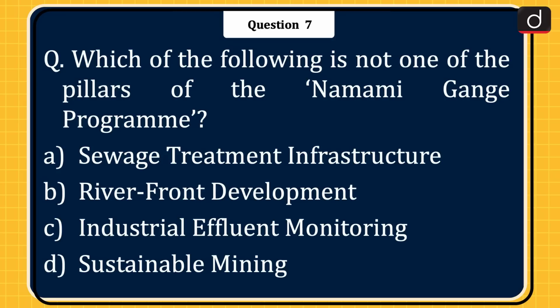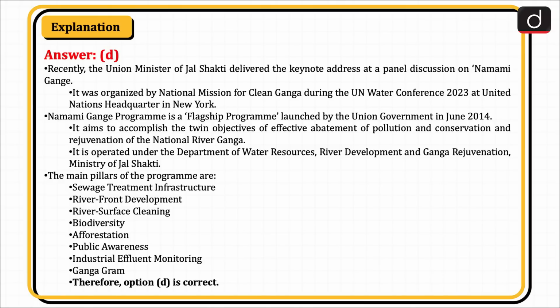Next question is, which of the following is not one of the pillars of the Namami Gange program? Sewage treatment infrastructure, riverfront development, industrial effluent monitoring, or sustainable mining? The correct answer is option D, sustainable mining. Recently, the Union Minister of Jal Shakti delivered the keynote address at a panel discussion on Namami Gange. It was organized by National Mission for Clean Ganga during the UN Water Conference 2023 at United Nations headquarters in New York.